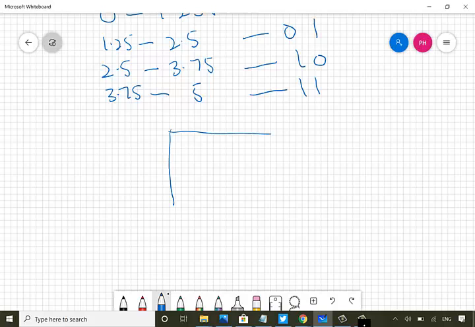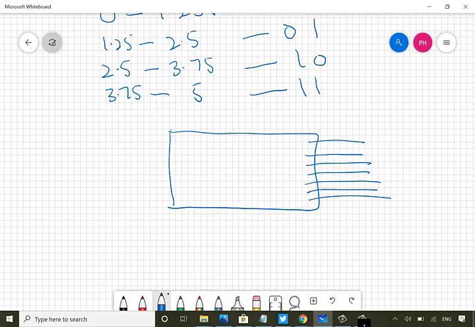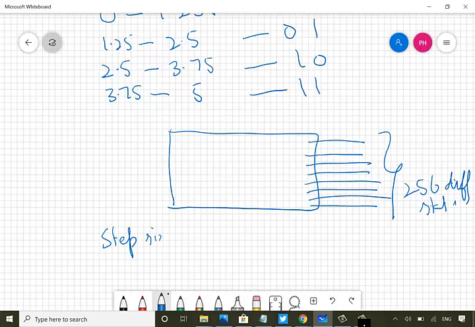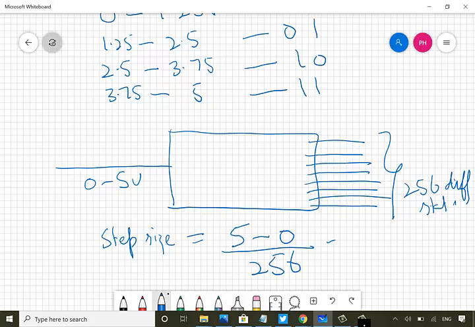So basically in an 8-bit ADC, we may have 256 different states. So our step size will be equal to, if the input is 0 to 5 volts, upper value of the range minus lower value divided by number of states, 256, that is equal to 19.53 millivolts. So step size is only 19.53 millivolts.